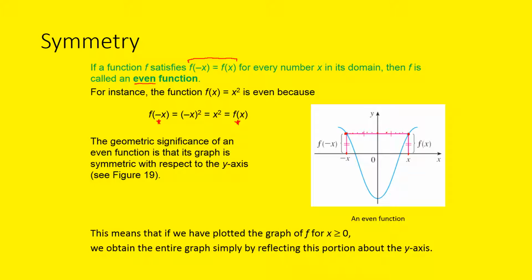So we have y-axis symmetry for every even function. This means that if we have plotted the graph of f for x greater than or equal to 0, so just on the right, not on the left, then we can obtain the entire graph by reflecting this portion about the y-axis or folding it over the y-axis.